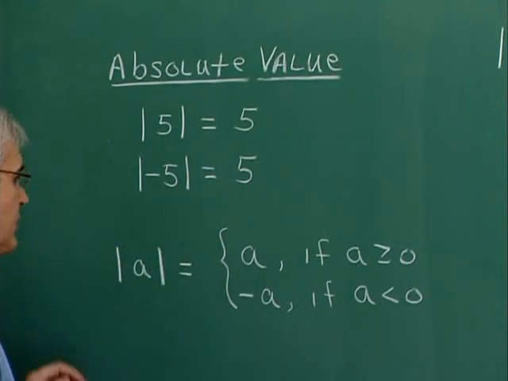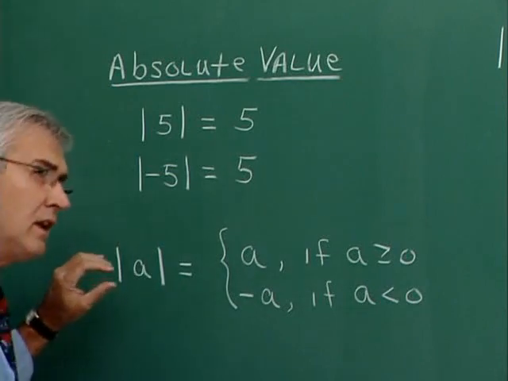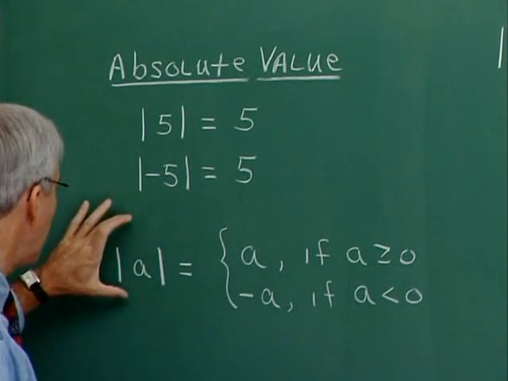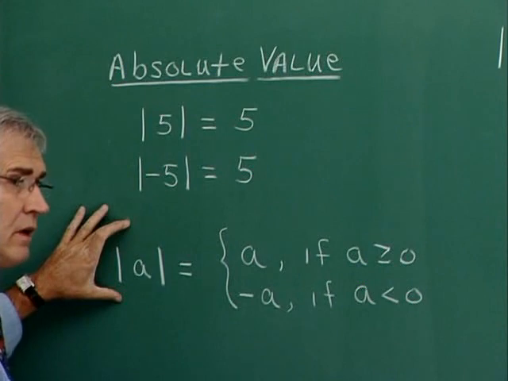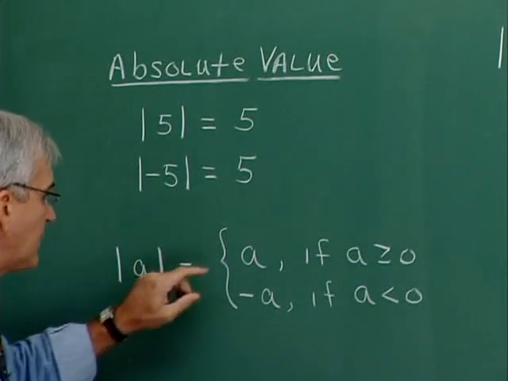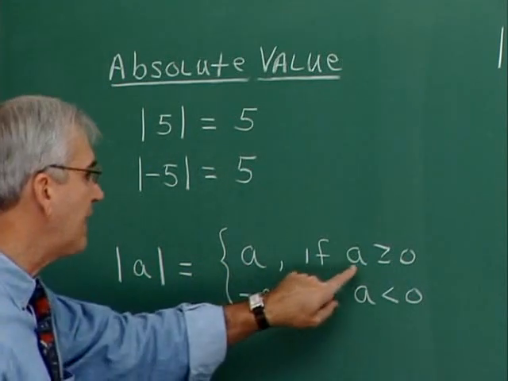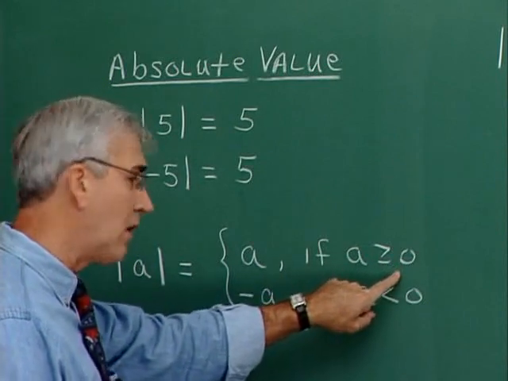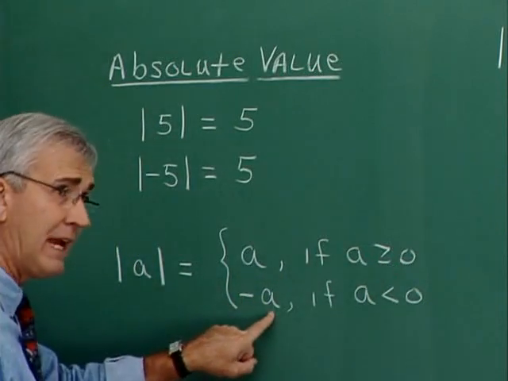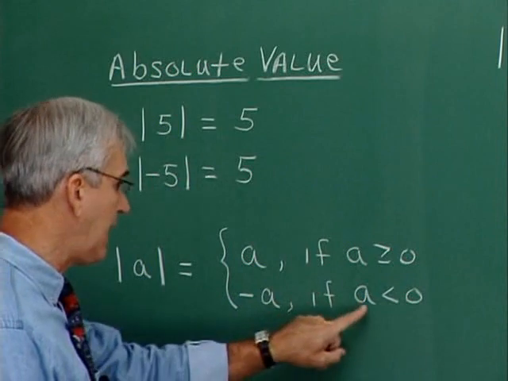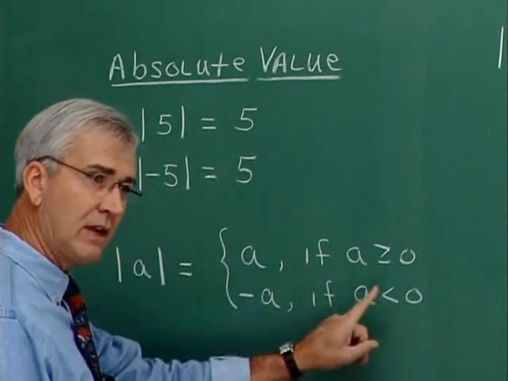Now, a general definition goes like this. It looks a little confusing in one part, but the absolute value of any real number a is equal to a itself if a is positive or 0, but it's the negative of a, the opposite of a, if a is less than 0, if a is negative.